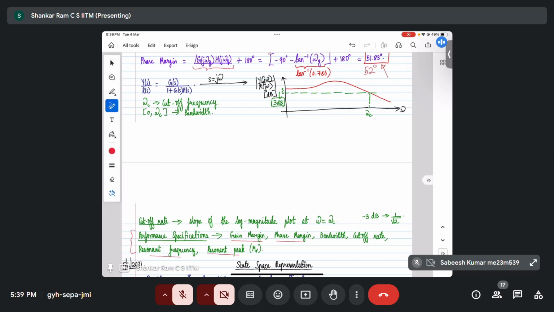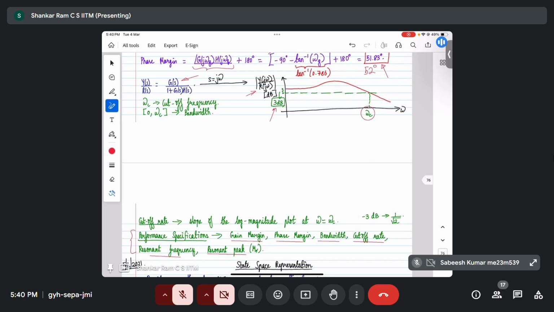Resonant frequency, resonant peak also we already learned. But then we also have what are called bandwidth and cutoff rate. So what are these? We calculate the closed loop transfer function. We plot the magnitude plot of the closed loop transfer function. Please remember this is a closed loop transfer function. Typically, the low frequency asymptote will be 0 decibels for the closed loop transfer function because it's stable. Then we figure out at what frequency the closed loop transfer function reduces by 3 decibels from the 0 decibel value.